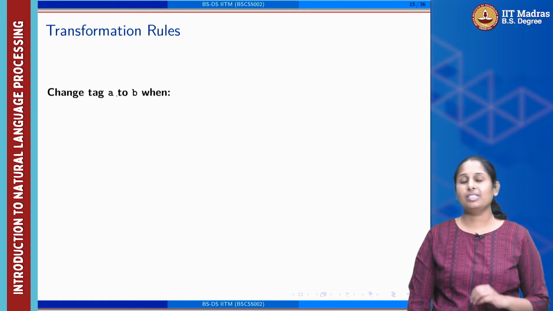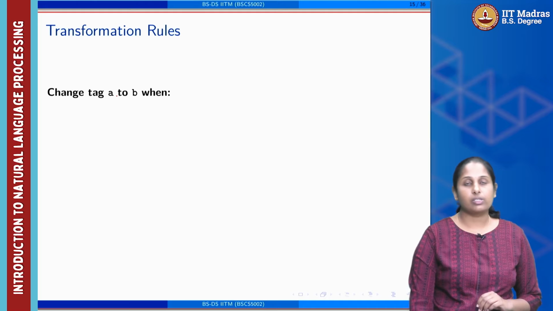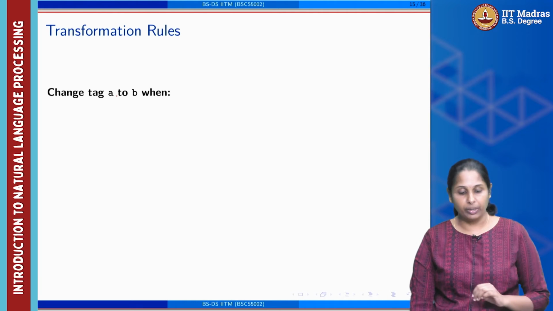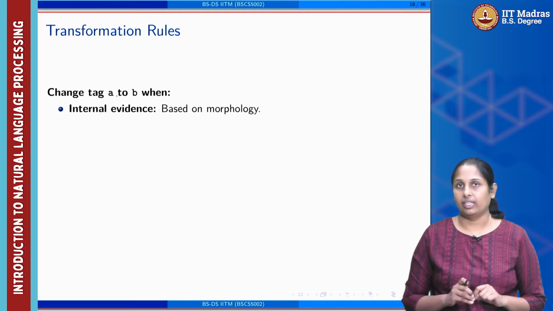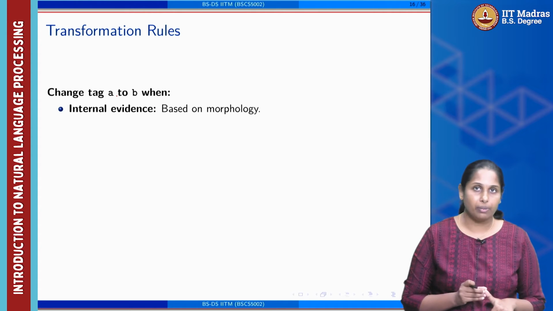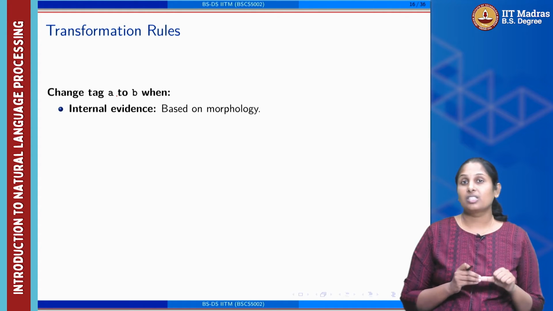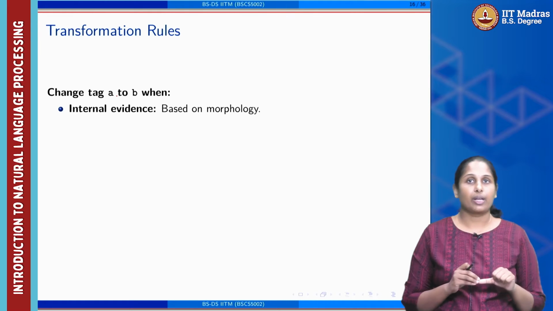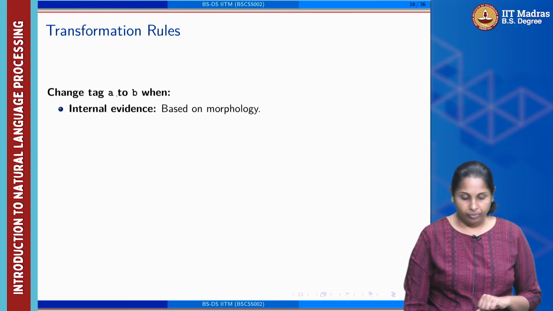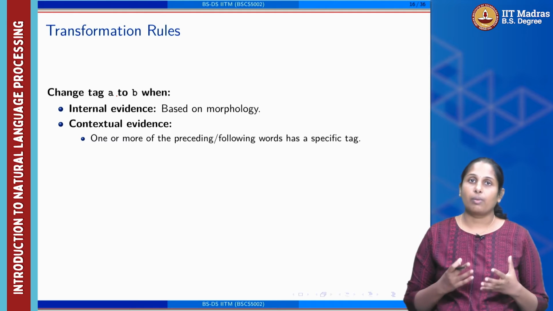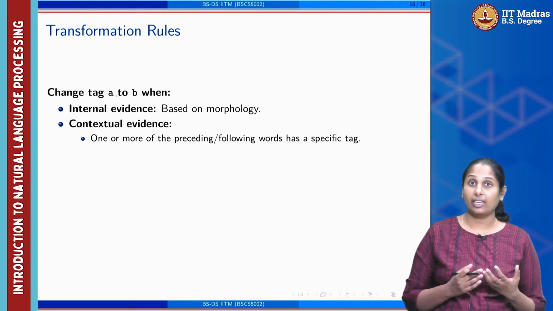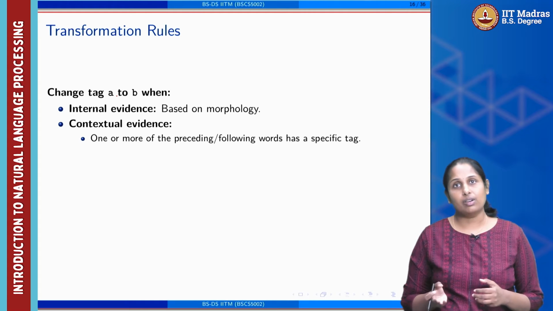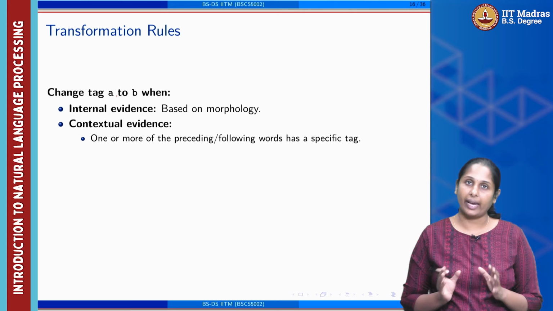Now, what are these transformation rules? They help us change a tag, that means a particular word with tag A into B, when there is internal evidence. Especially morphology plays an important role. Looking at the word's inflection, most of the time it helps us identify whether it can be a noun or a verb or any other category. Sometimes the morphology itself is ambiguous, like in English, books can be a noun with a plural marker, or it can be a verb in the present tense with some kind of agreement marker.